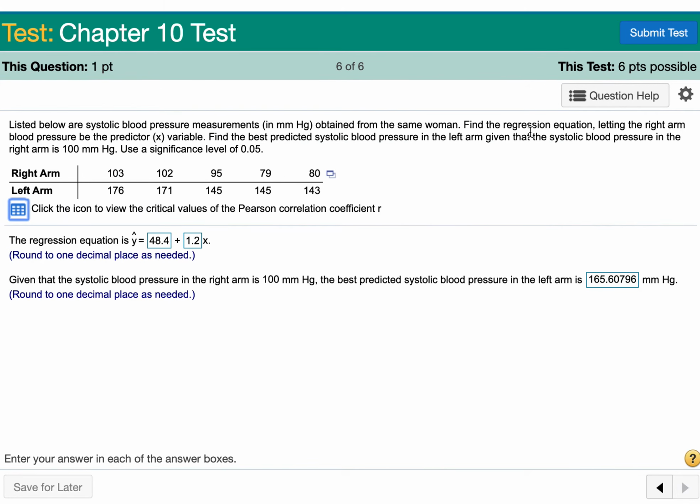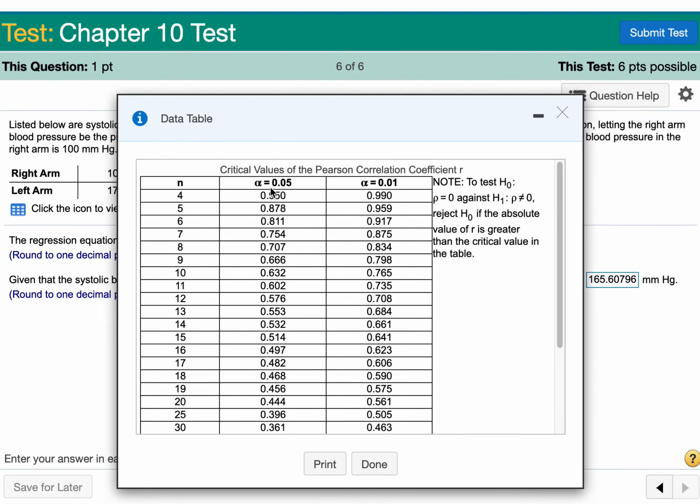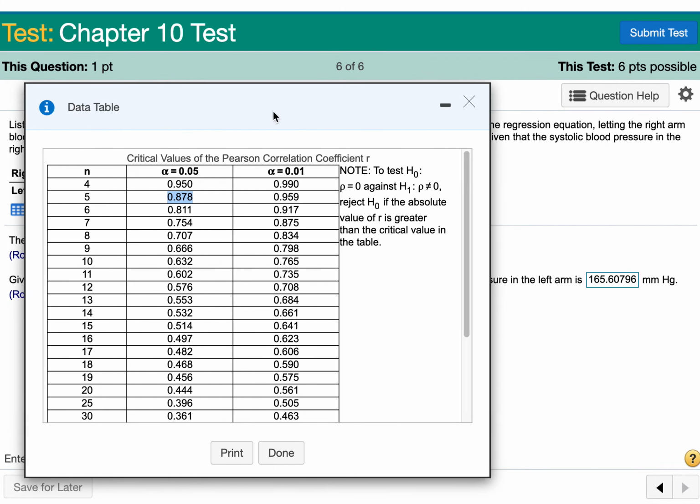Okay, now also look at the significance level. That's 0.05. So we need n equals 5 and the significance level is 0.05, right there. And the value of R that we need in order for this to be a reliable equation, the value of R has to be at least equal to or greater than 0.878. So let's see if it is.